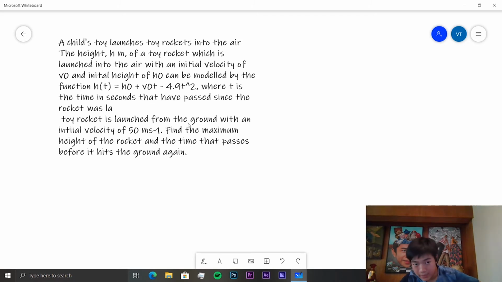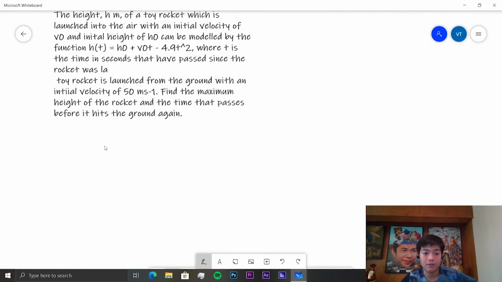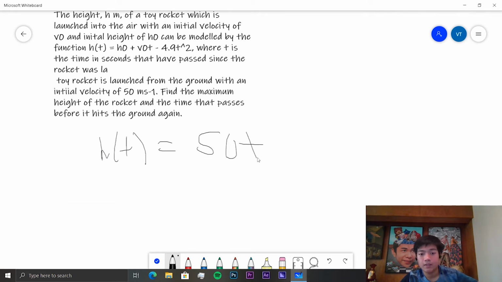h0 plus v0 t minus 4.9 t squared. Toy rocket launched, initial velocity 50 meters per second, maximum height of the rocket. So we know it's launched from the ground, so the function h of t should be equal to 50t minus 4.9 t squared. This is actually a pretty realistic equation. If you ever do physics and you do SUVAT equations, you'll see where this is coming from.